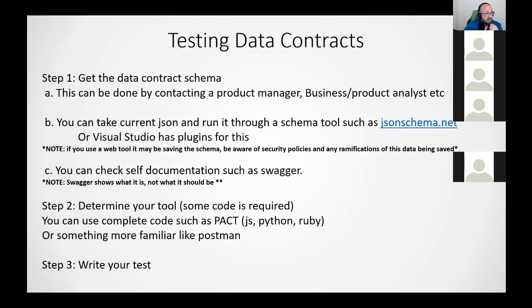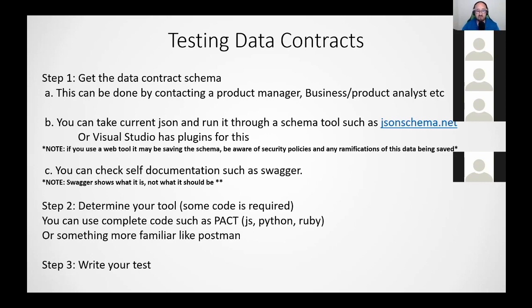You can take current JSON, run it through a JSON schema tool such as JSONschema.net. Visual Studio also has plugins for this. Just be aware that if you are using something like a web tool to find your schema, which puts it together in a really nice format, be aware of your security policies, and any ramifications of data being saved.